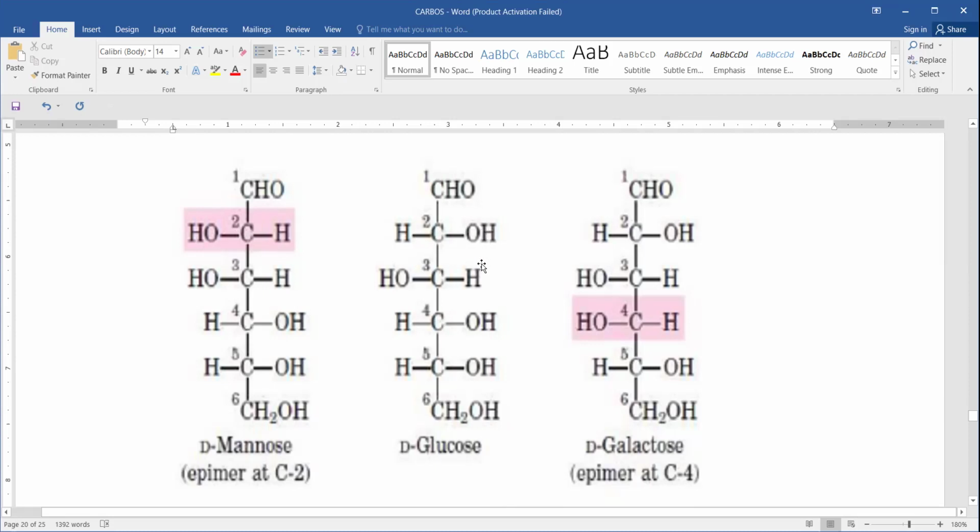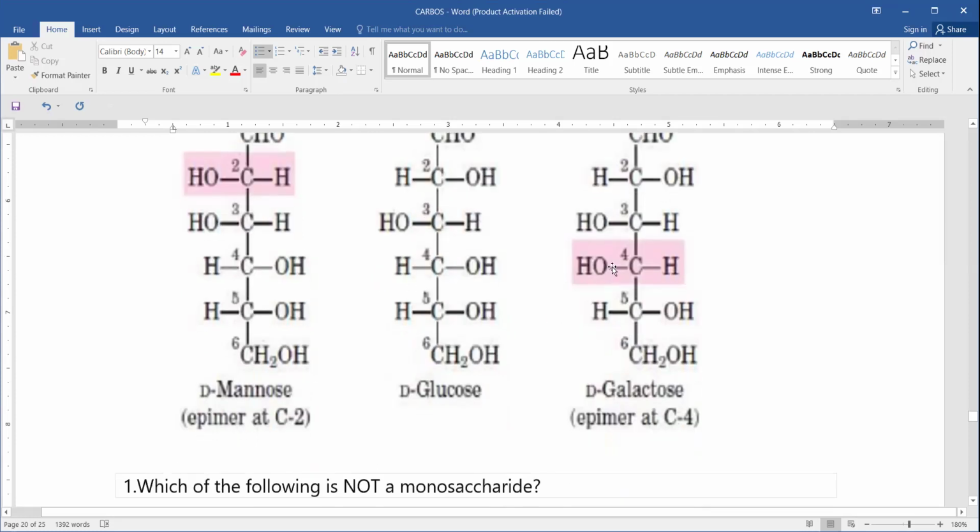So OH, OH, H, H. Okay, at the fourth carbon, the OH is on the left side. Here OH is on the left side, OH is on the right side. OH is on the left side on the fourth carbon in D-galactose.